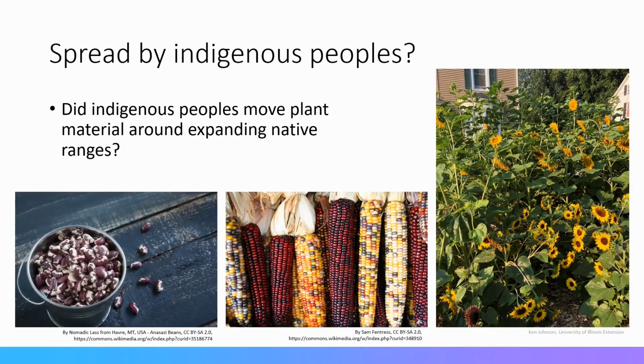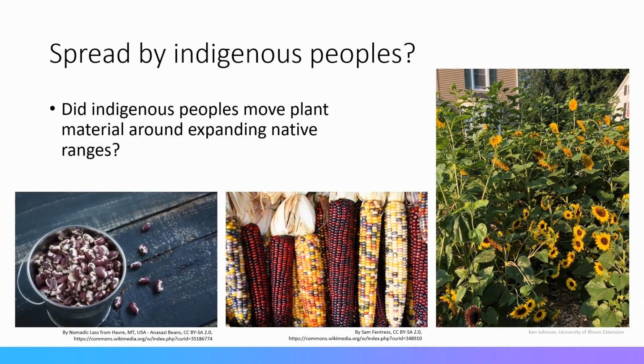If you go through and look at the historical literature, there's not a whole lot of evidence for widespread movement of plant material, usually regional at best, according to some of the papers that I looked at. So a lot of our tree species, our native forbs, things like that, those aren't necessarily spread over wide distances. So we can probably assume that indigenous peoples, Native Americans, did not move those across the continent.